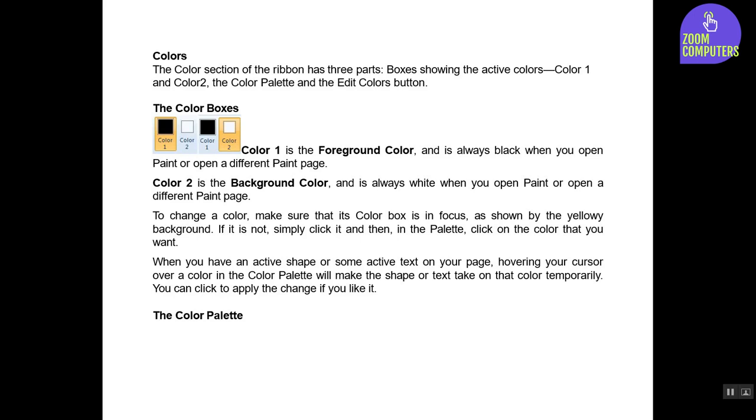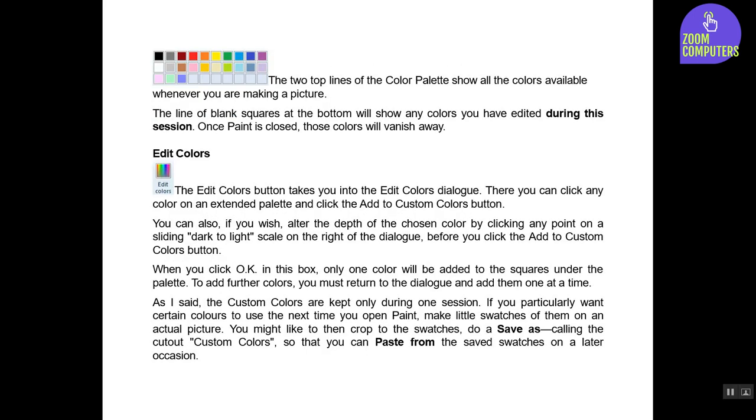The color palette. The two top lines of the color palette show all the colors available whenever you are making a picture. The line of blank squares at the bottom will show any colors you have edited during this session. Once Paint is closed, those colors will vanish away.